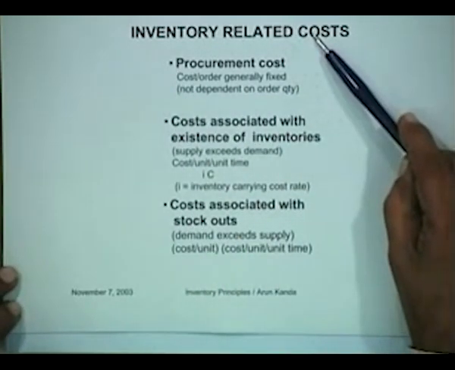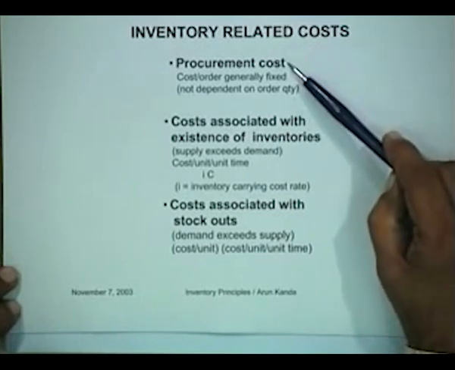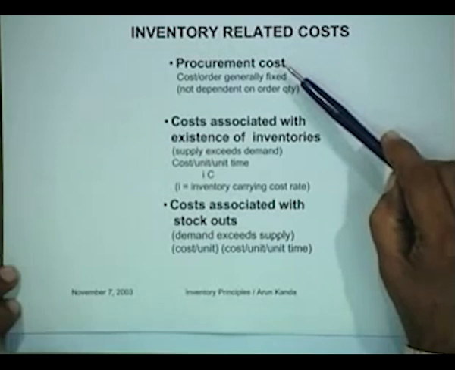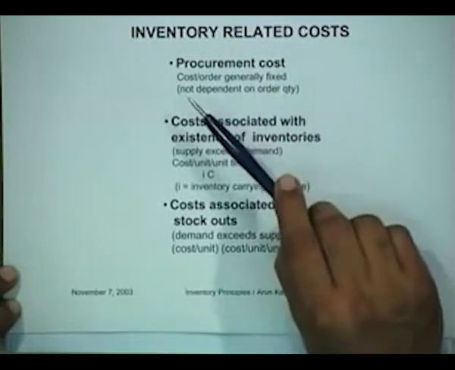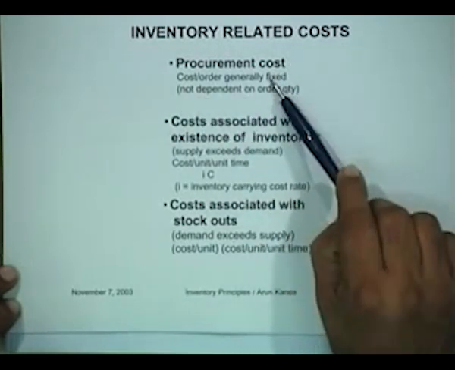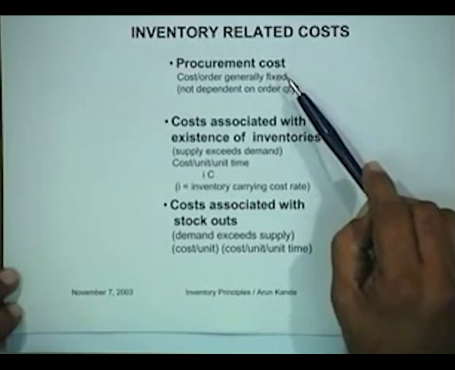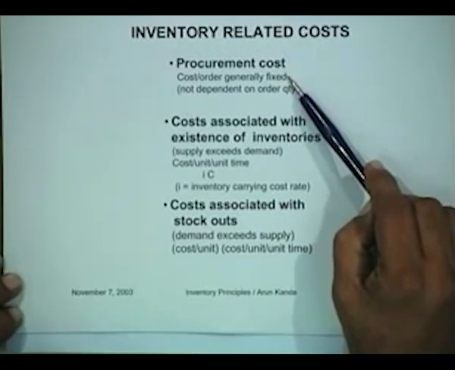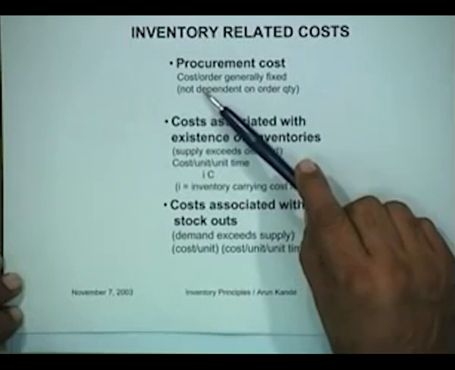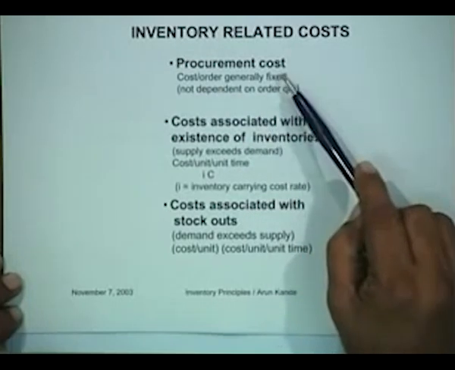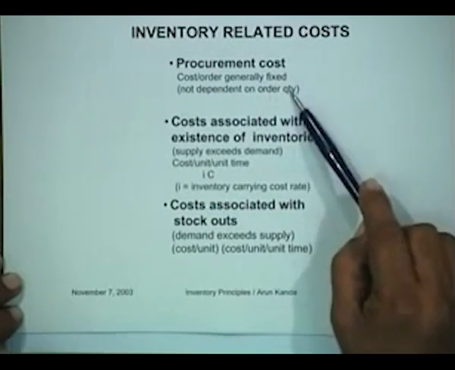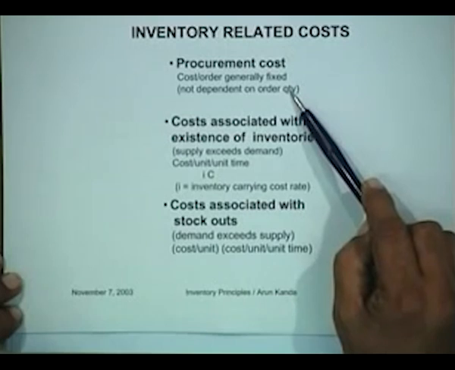The first kind of inventory related cost is what we call a procurement cost, and generally when you are talking about procurement cost, we can talk about various types of costs here. We can talk about the cost of goods, but generally the cost of placing the order is fixed and generally not dependent upon the order quantity, right?